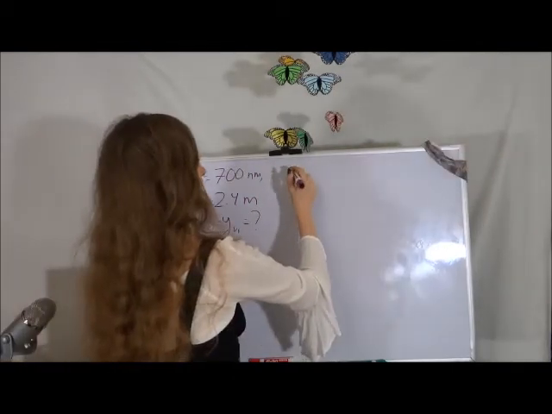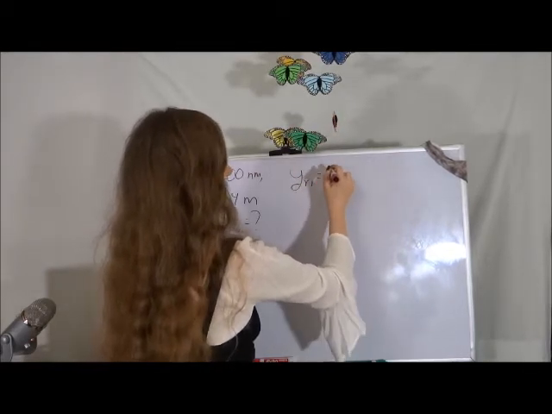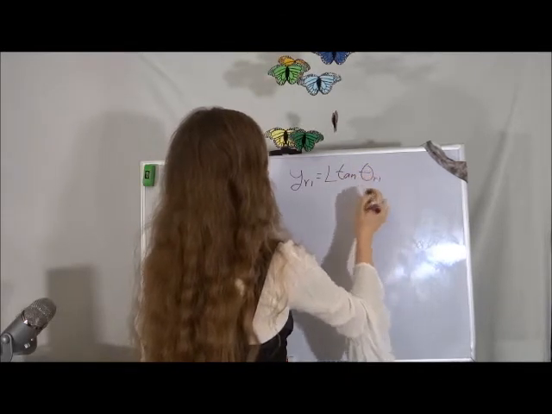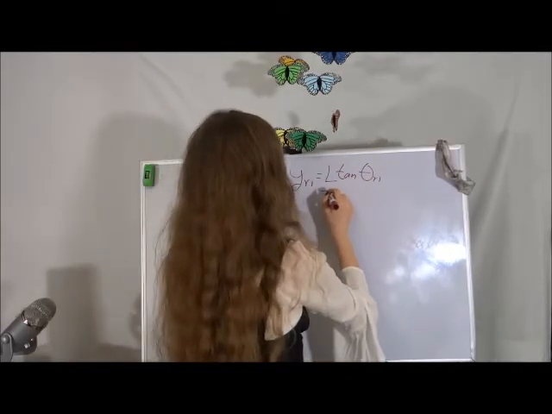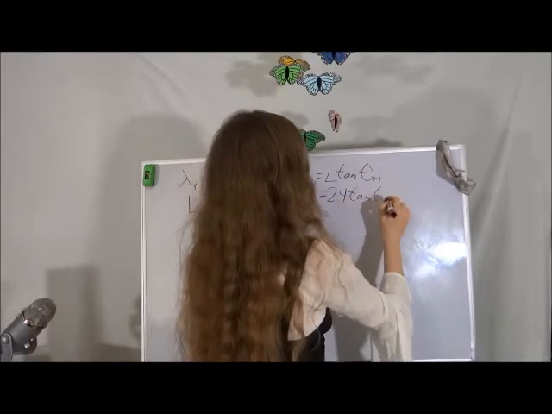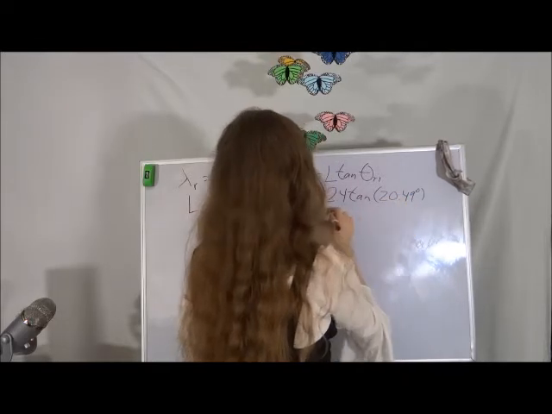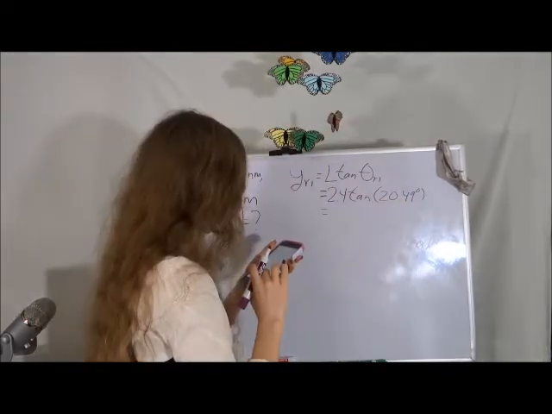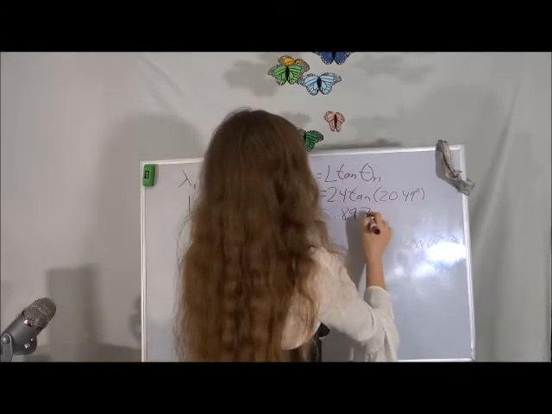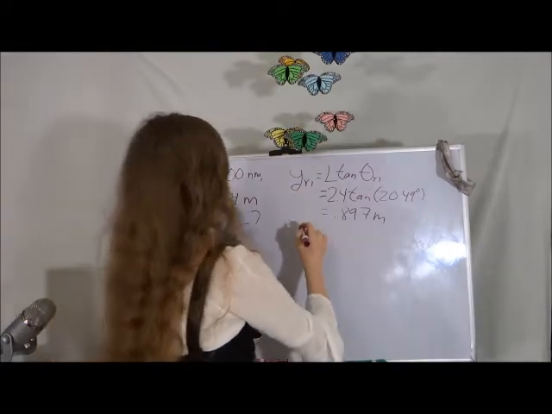are. So we have YR1 is equal to L tan theta R1. So this will be equal to 2.4 tangent of 20.49 degrees. This one works out to be about 0.897 meters. Now we can do the exact same thing for our violet one.